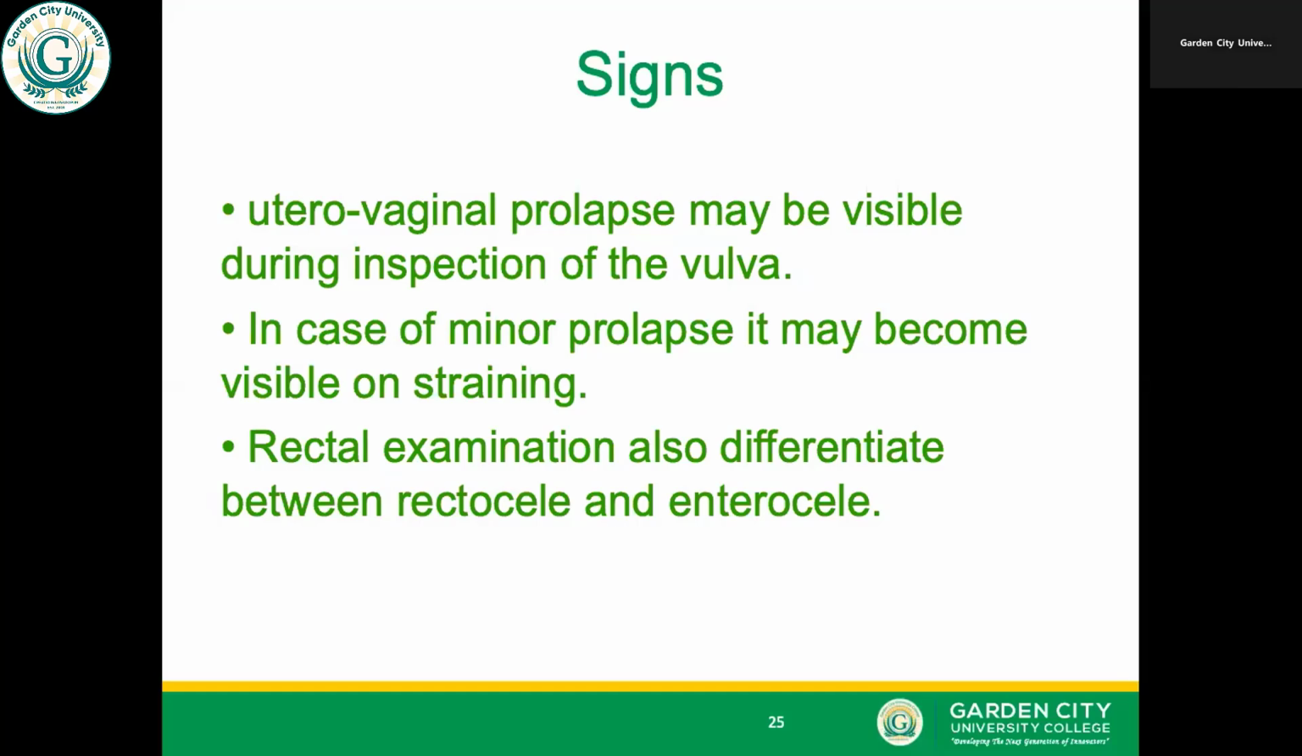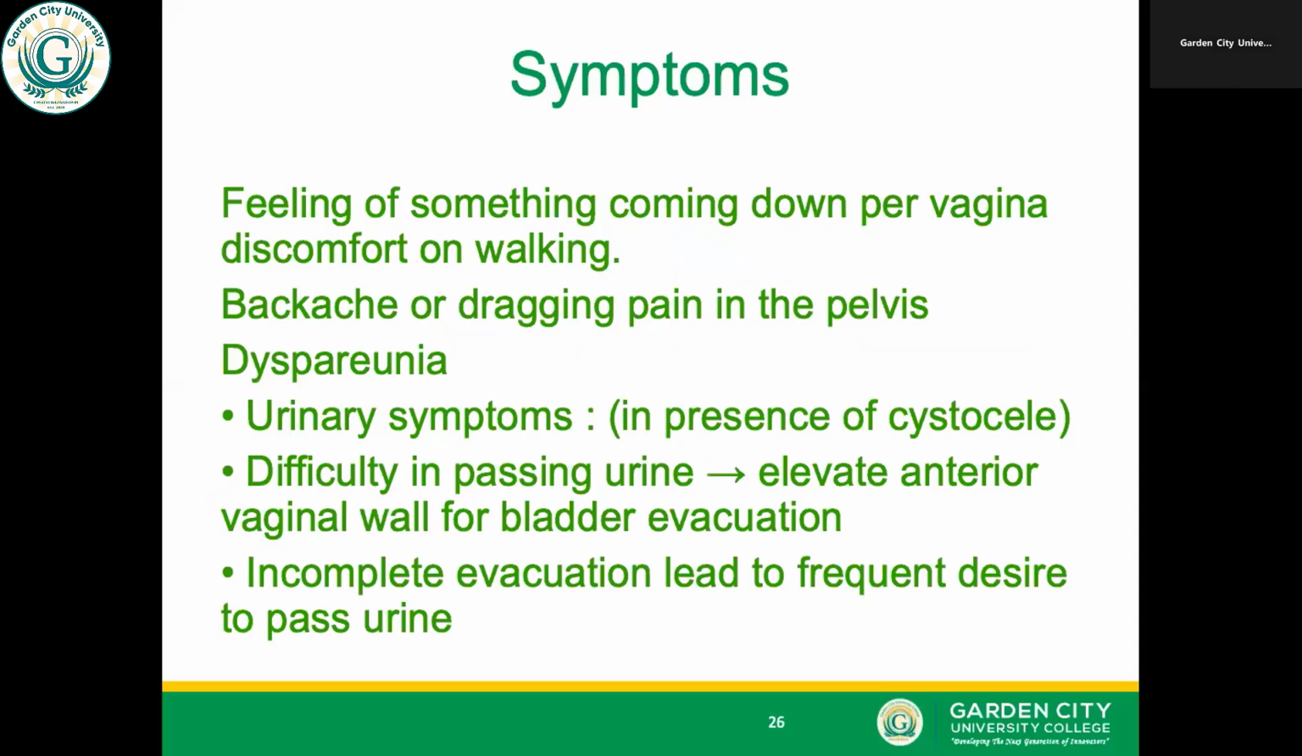Then also rectal examination differentiates between rectocele and enterocele. So when you do rectal examination, you will be able to know that it is either rectocele or enterocele, but not uterine prolapse.